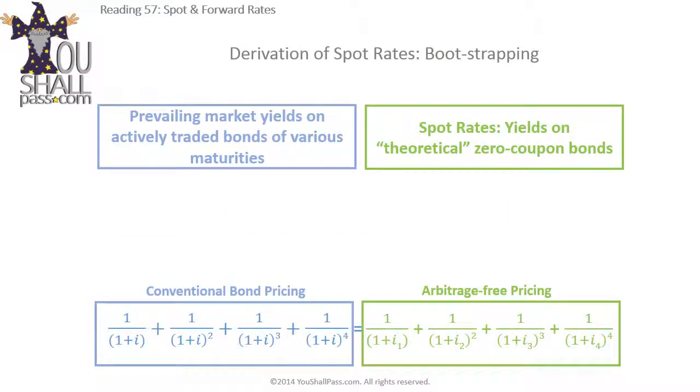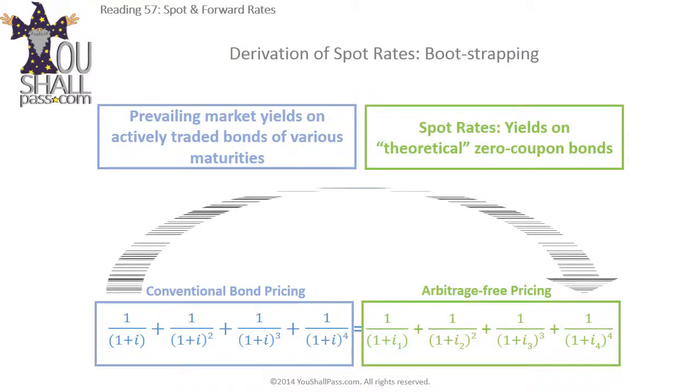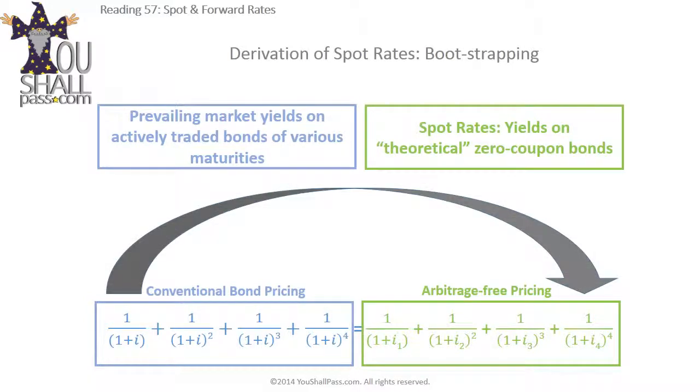The left side of this equation contains data that is observable from the market. And once we have one side of it, then arithmetic helps us get to the other side. This process of deriving spot rates for theoretical zero coupon bonds from the YTMs of actual real regular coupon bonds is what's known as bootstrapping.